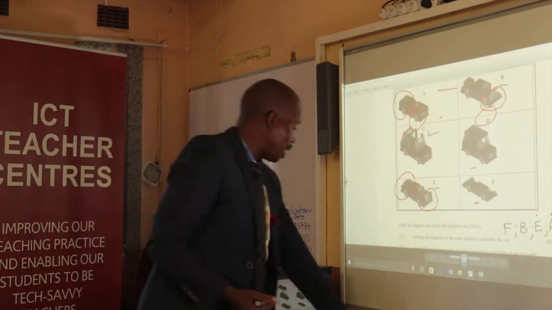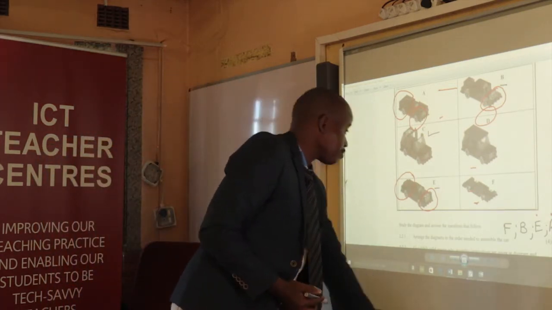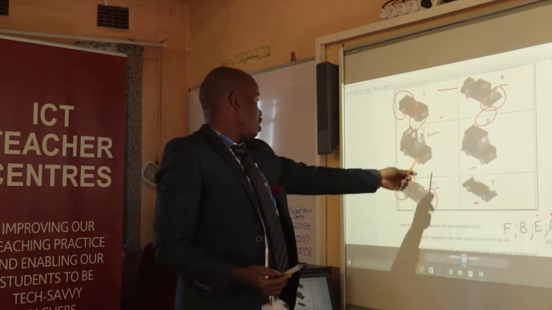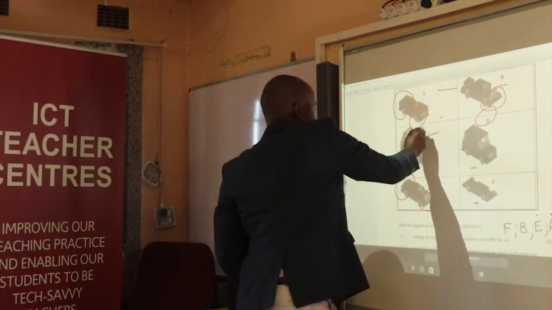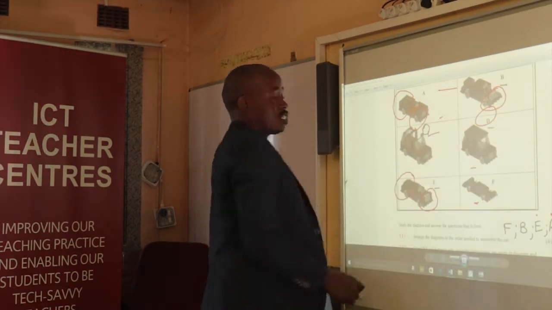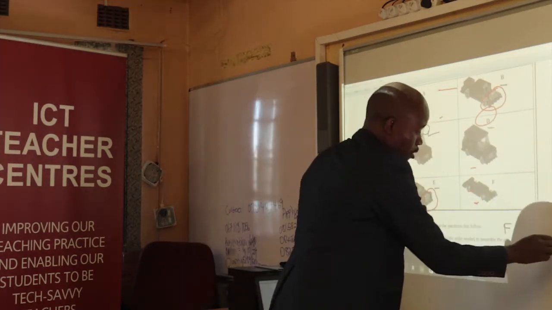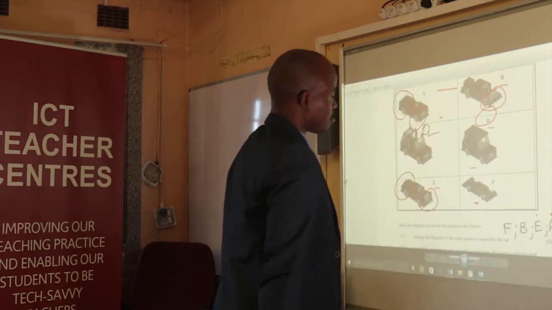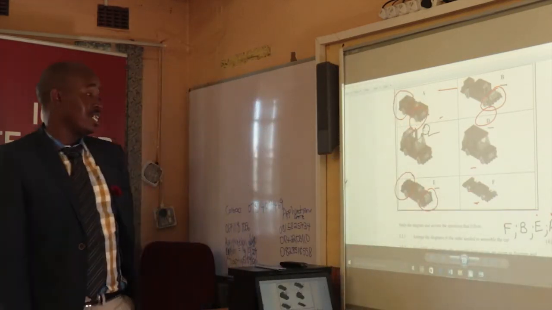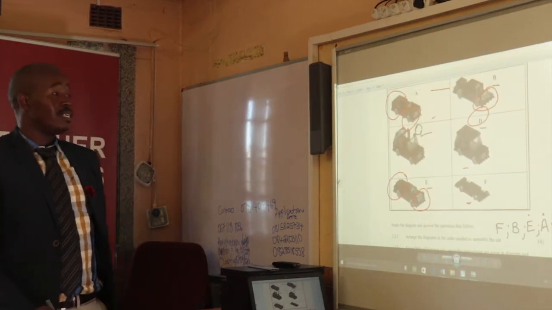And then now we are left with two pictures. So now the following picture will have to be picture C. Because if you look at picture C and picture D, it's obvious that picture C came first, because picture D was when the car was complete. Right, so the order is F, B, E, A, C, and D.